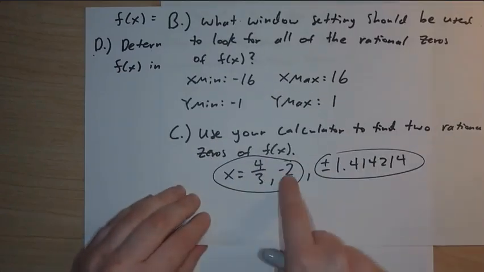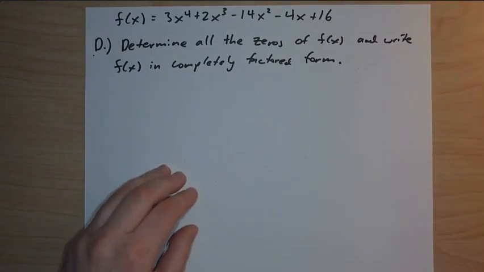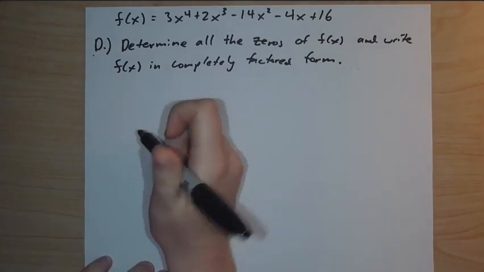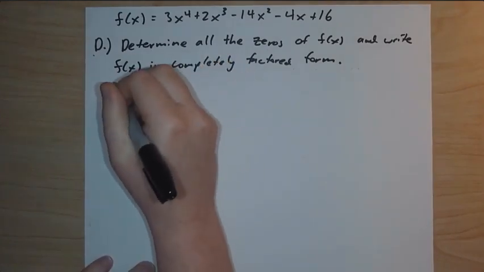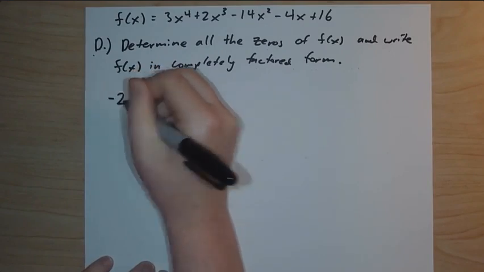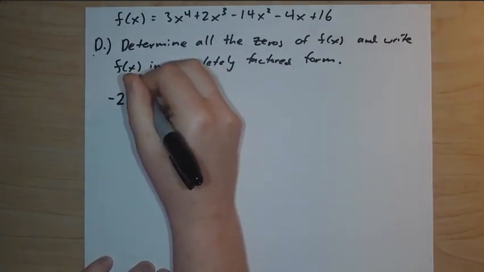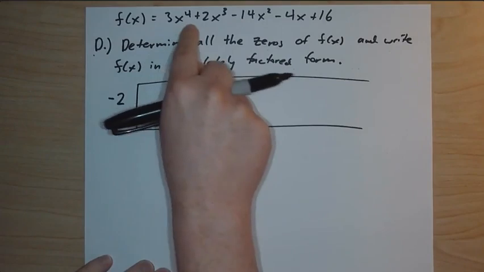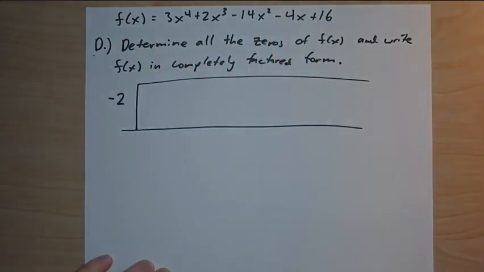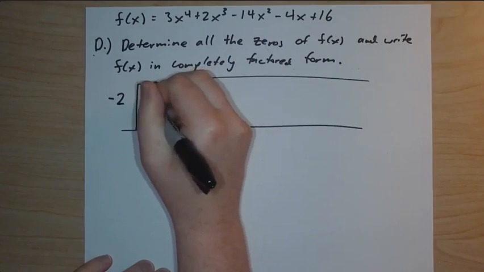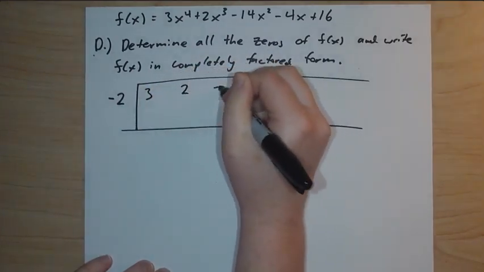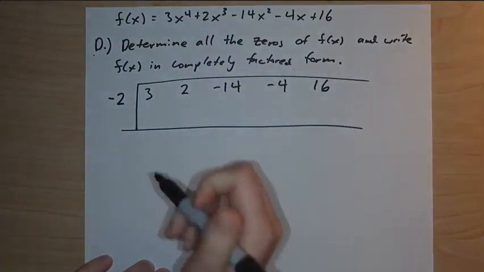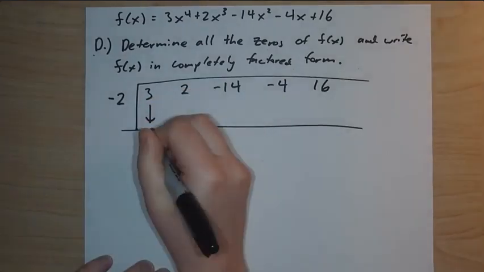So I'm going to use -2 first. It actually doesn't matter which way you do it. So we're going to use synthetic division, and we're going to divide out -2. And up here, I'm going to write all the coefficients of our function. So here we have 3, we have 2, we have -14, we have -4, and we have +16. So we bring down the first number here. This is going to be 3.